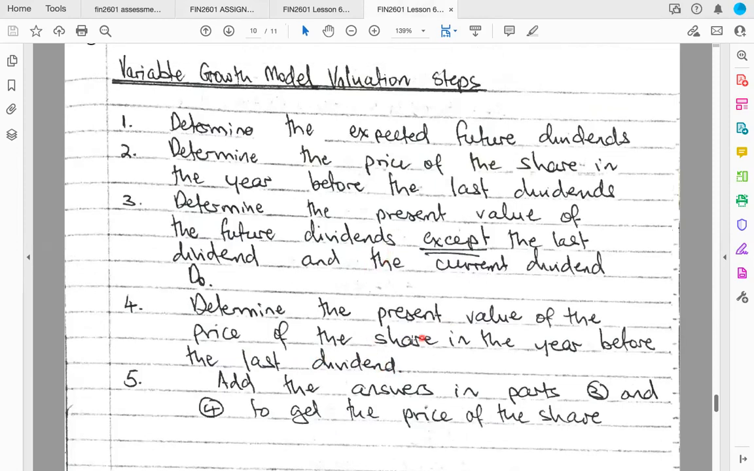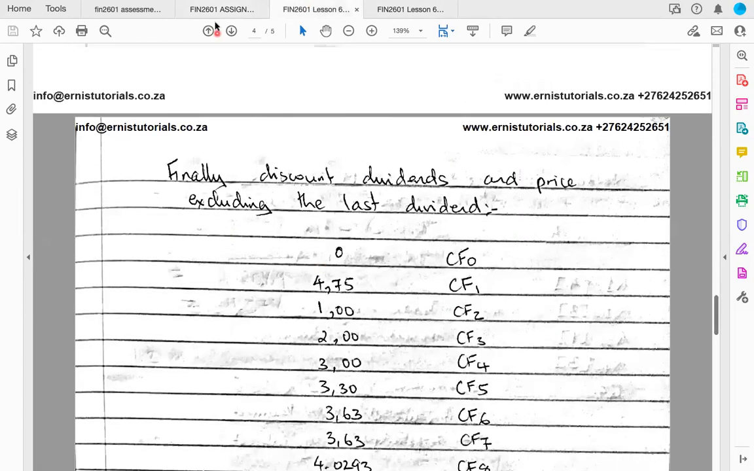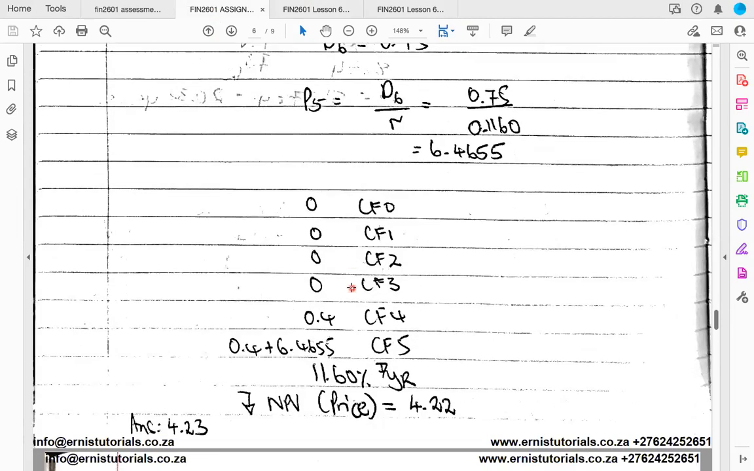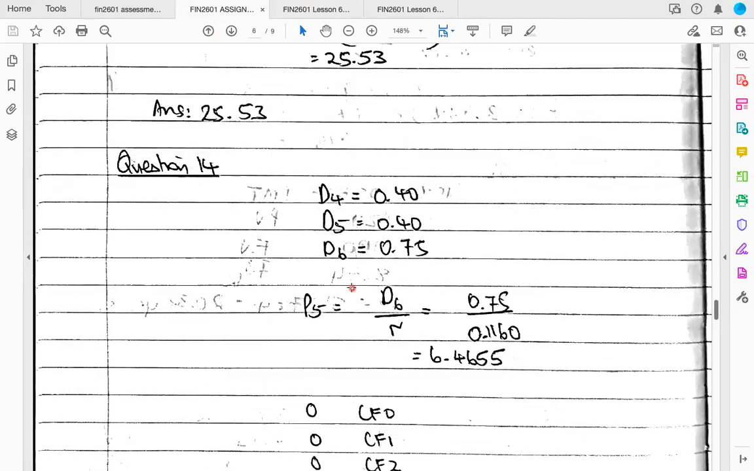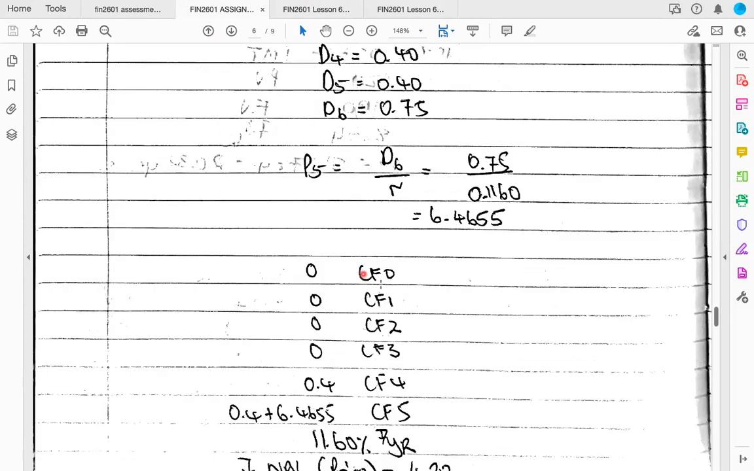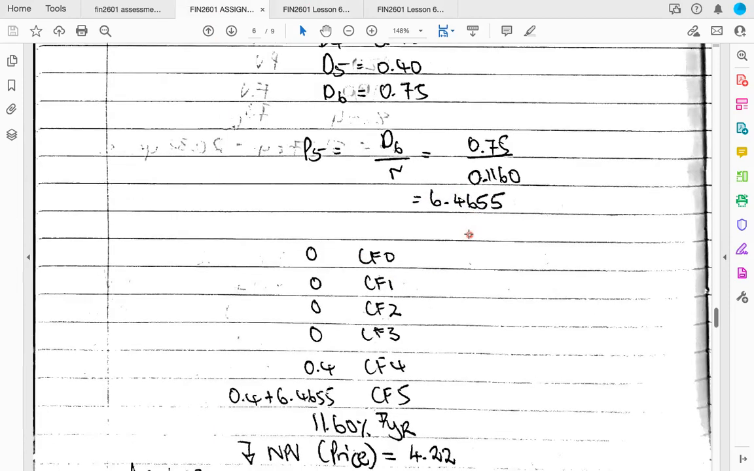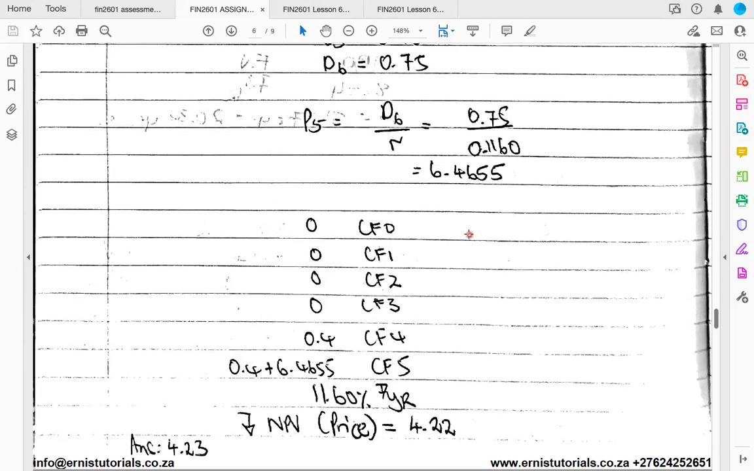And then after that, we determine the present value of the price of the share in the year before the last dividend. And then we also determine the present value of the future dividends, right? And we can also just combine parts 3 and 4. We can then determine the present value of all the future dividends and the price. So there are 2 approaches to do that. They'll give you the same answer.